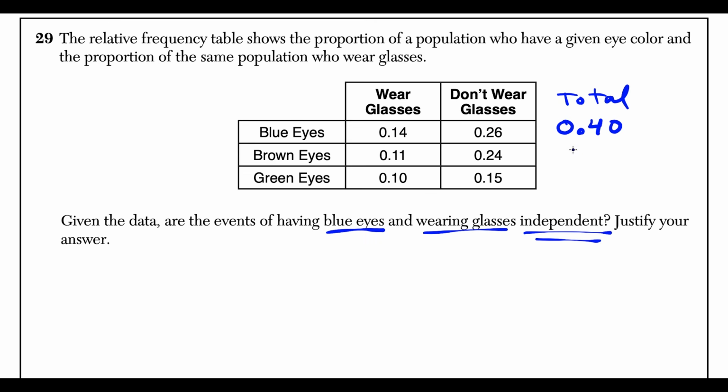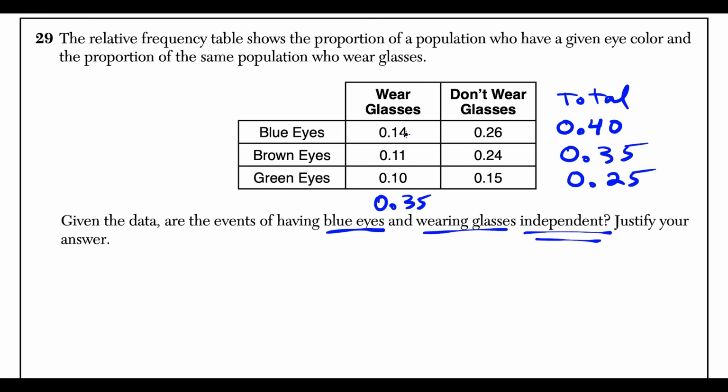Now the brown eye people are a total of, if we add this up, 35%. And then green eye people make up 0.10 plus 0.15, which is 25%. And notice if you add up these three values here, this is going to work out to 1.0, which would account for everybody involved in this survey. So the last thing I want to add up here is the percentage of people in this collection that do wear glasses. So if we add this and this, 0.14 and 0.11 is 0.25, and you add up this last one, you're going to get 0.35.